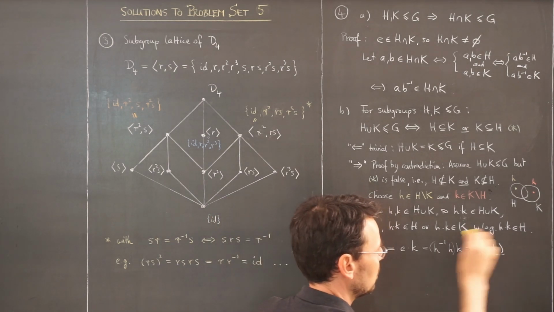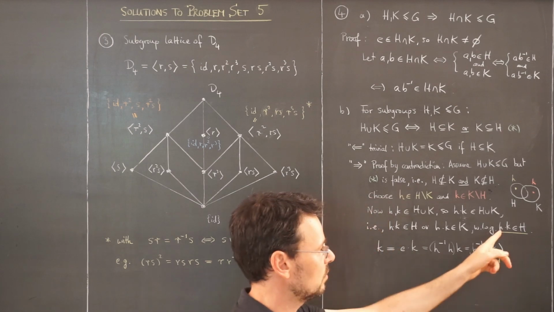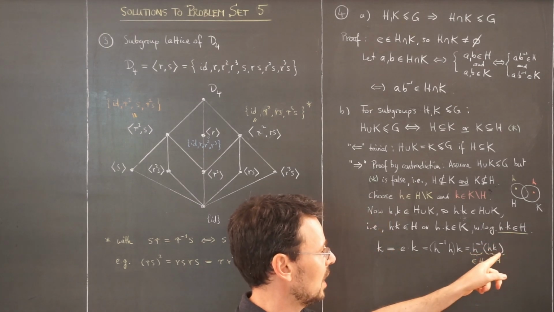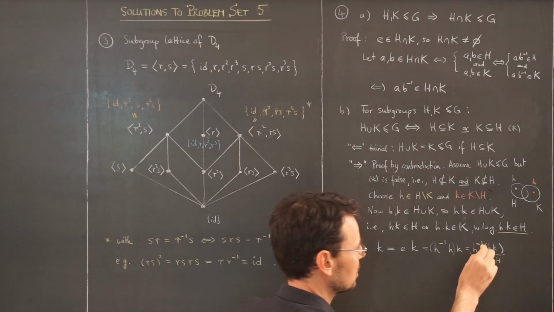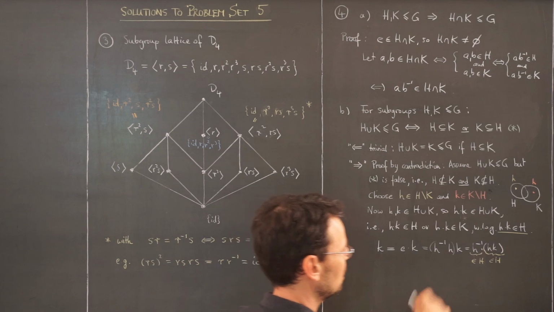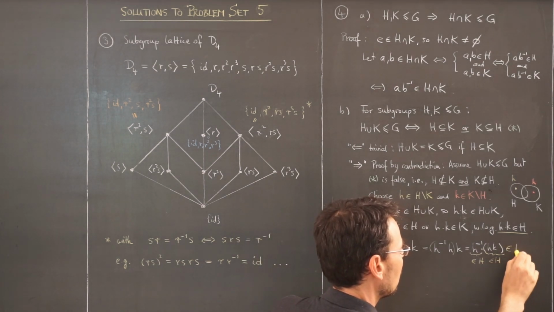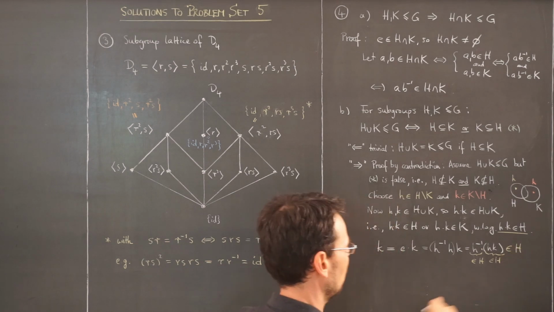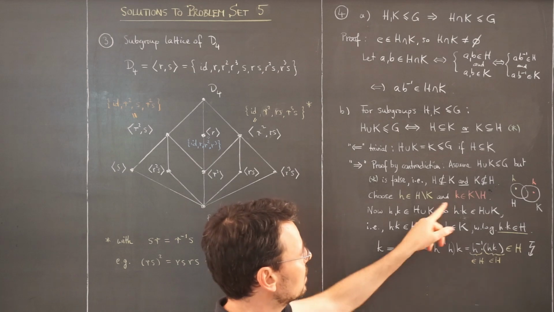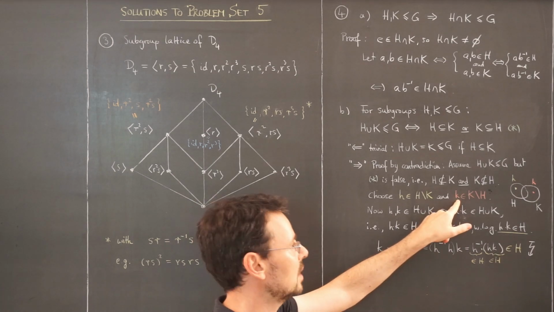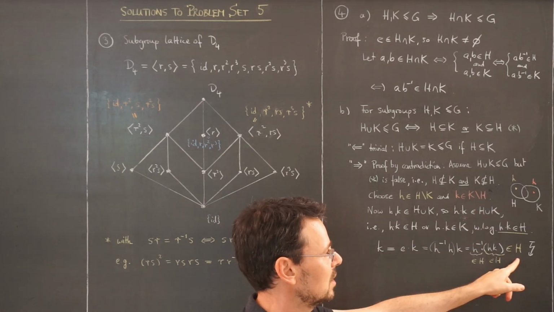And by here we just assume that the product hk lies also in H. And again, because H is a subgroup, this product here lies in H. But it does not, because we chose k to not lie in H. So this is our contradiction.